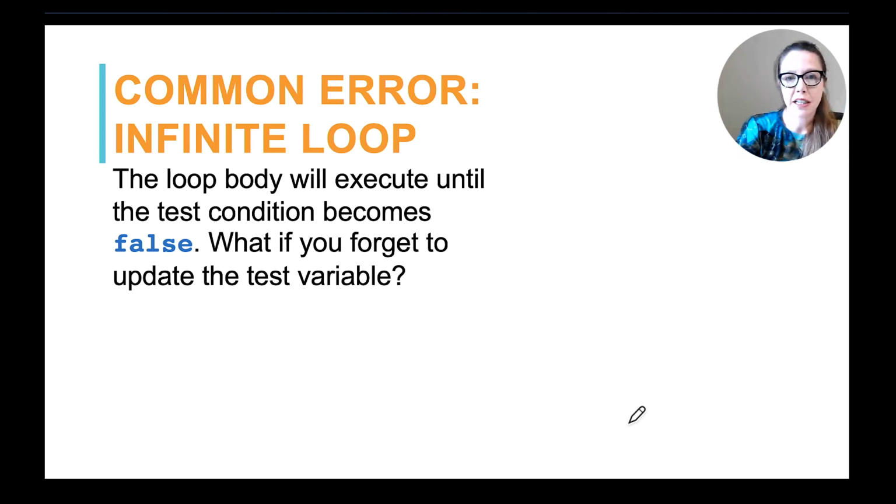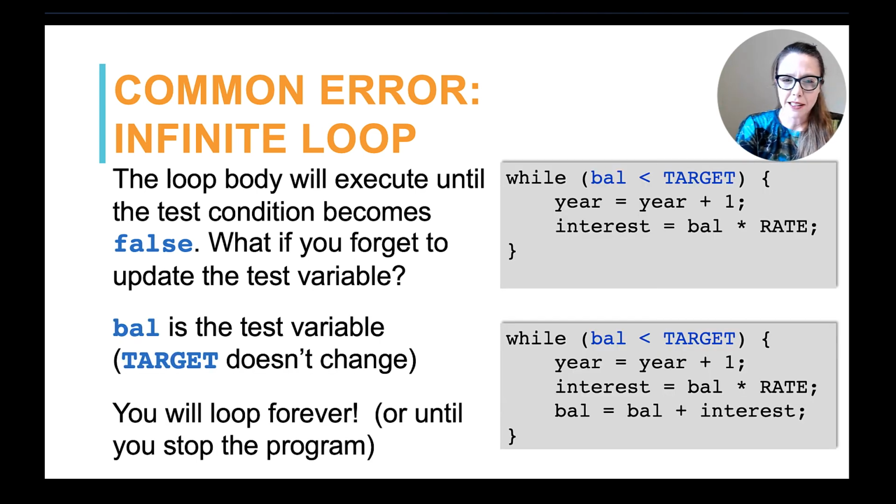Another common error is an infinite loop, an accidental infinite loop. The loop body will execute until the test condition becomes false. What if you forget to update the test variable? So balance is the test variable and the target doesn't change. If you don't update it, as we see in the bottom example, if we forget this very, very important step, balance equals balance plus interest, you will loop forever or until you stop the program.